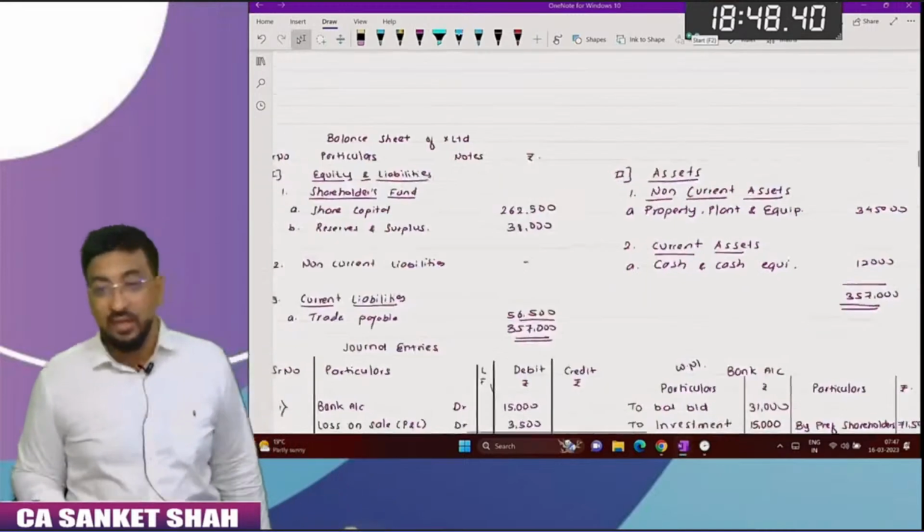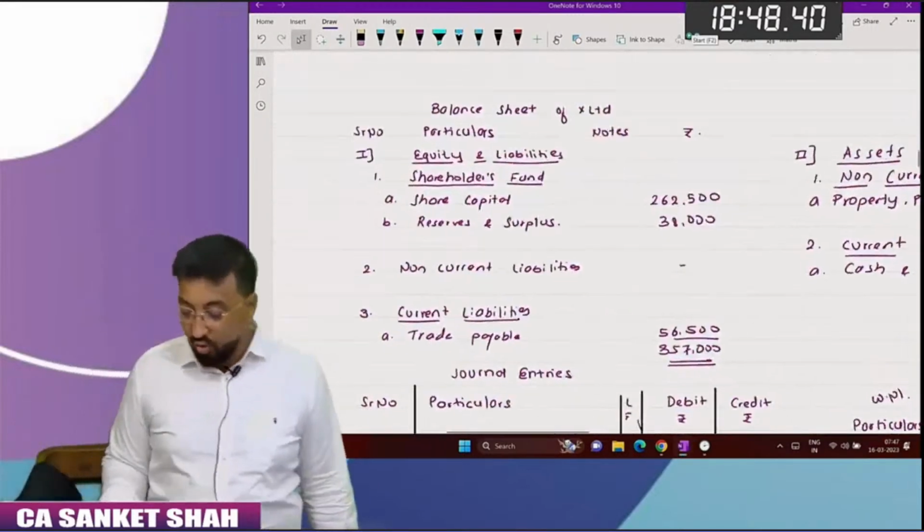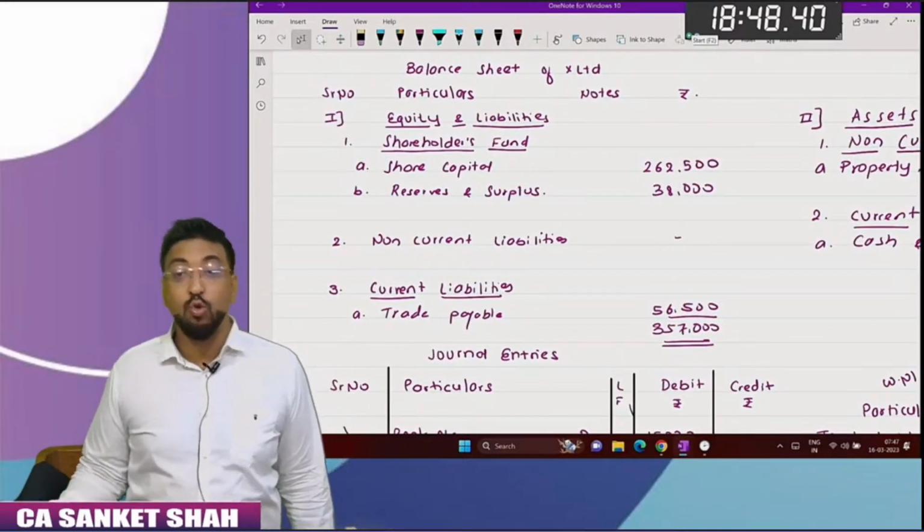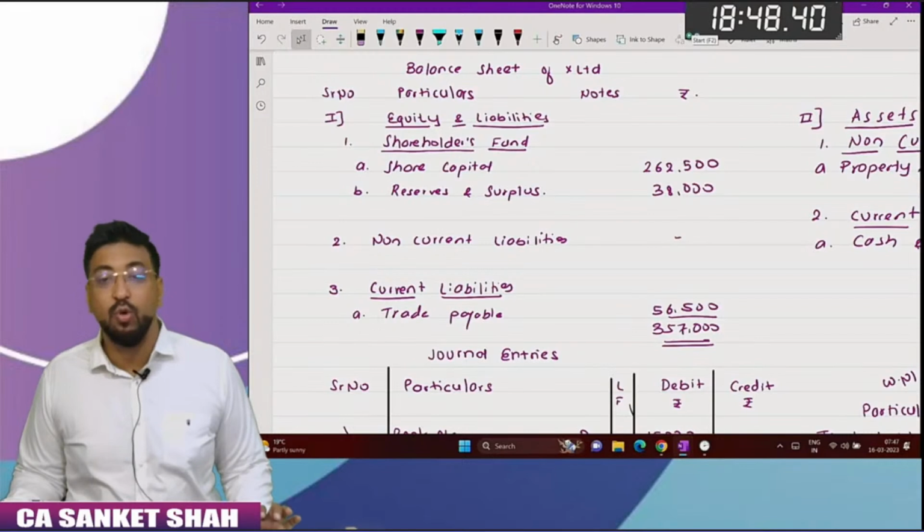18 minutes 48 seconds. You can improve your speed by using this technique. Once again, solve these illustrations once again in your notebook.